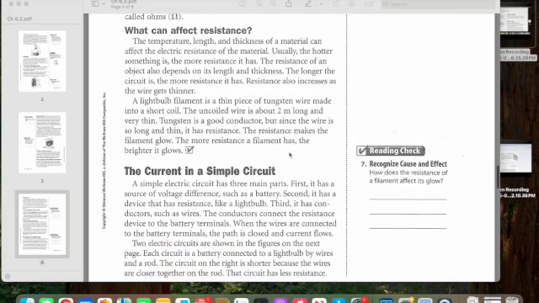All right, what can affect resistance? The temperature, length, and thickness of a material can affect the electrical resistance of the material. We're going to highlight, usually the hotter something is, the more resistance it has. The resistance of an object also depends on its length and thickness. We're going to highlight, the longer the circuit is, the more resistance it has. Resistance also increases as the wire gets thinner.